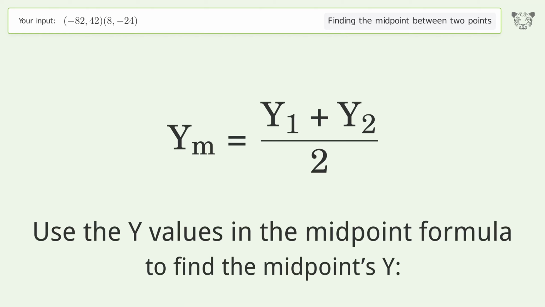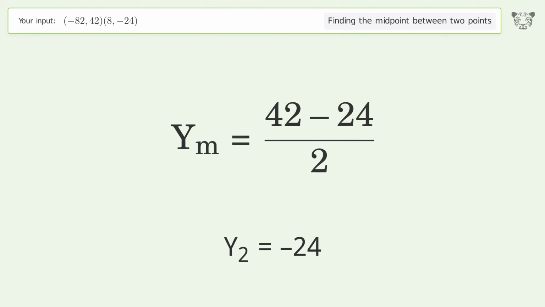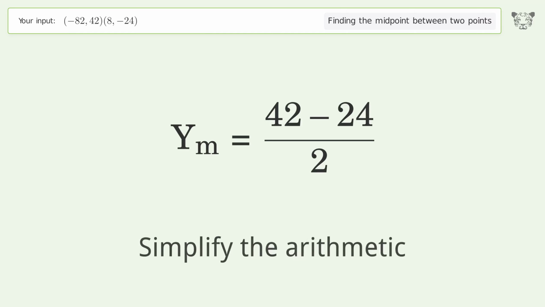Use the y values in the midpoint formula to find the midpoint's y. y1 equals 42. y2 equals negative 24. Simplify the arithmetic.